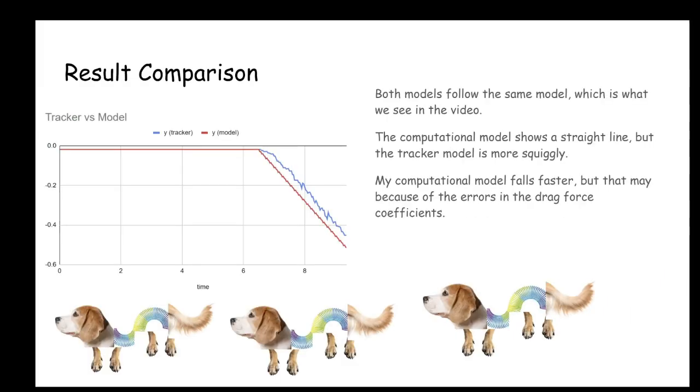So results comparison. Both models follow the same pattern, which is we see that both from 0 to 6.67 seconds, we're chilling, we're at the same Y distance, but after that we fall down. So the computational model shows a straight line, but Tracker's more squiggly, and my computational model falls faster, but that's probably just an error in the drag coefficient. It's very hard to line it up.